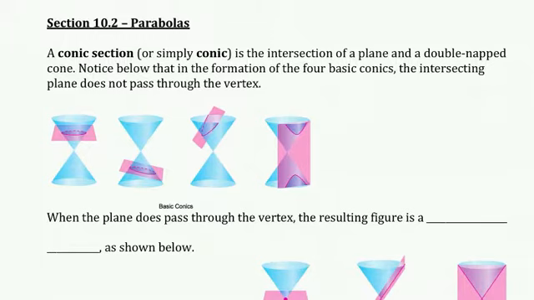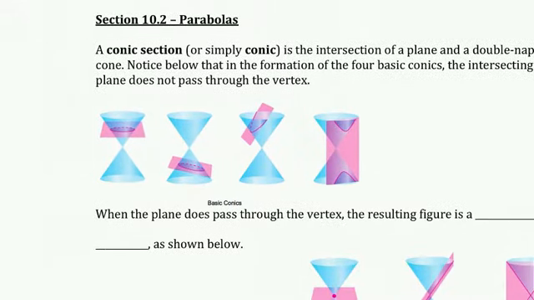Notice that in the formations of the four basic conics below, the intersecting plane does not pass through the vertex, being that point where they touch. We'll get to that point in a little bit. So if you have one that's just perfectly horizontal through either cone, the top or the bottom, that's just going to form a circle. If it goes through one of the cones diagonally, that's going to form kind of an oval shape. We're going to call it an ellipse.